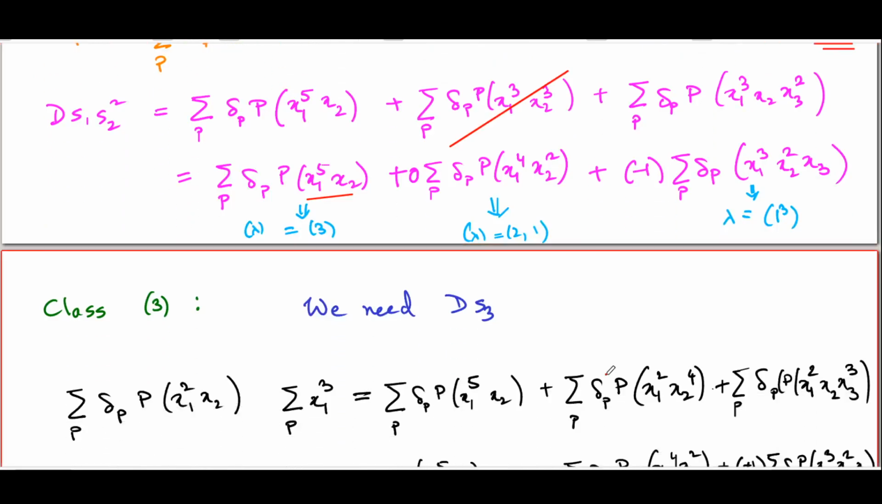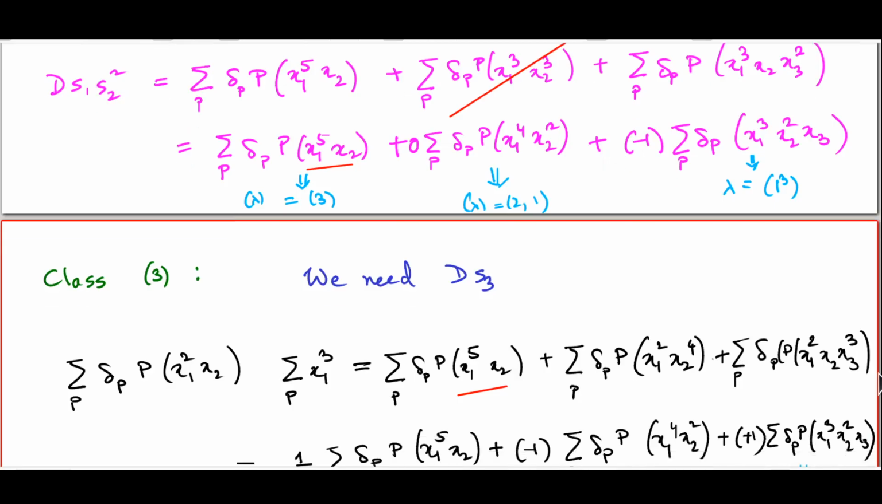Finally, we need class S3, which is D times S3. You're just going to multiply D, which is this x1 square x2's antisymmetrized version, by the symmetric sum of x1 cube, that is x1 cube plus x2 cube plus x3 cube. Firstly, I'm going to get x1 to the 5 x2 by multiplying by x1 cube. Multiplication by x2 cube will give me x1 square x2 to the 4. Multiplication by x3 cube is going to give me x1 square x2 x3 cube.